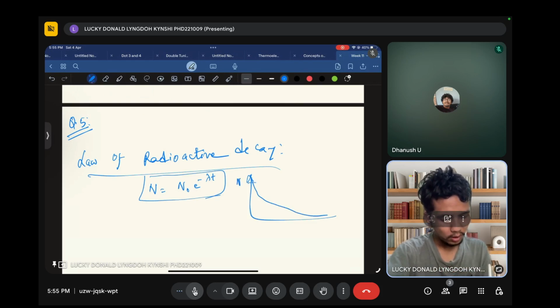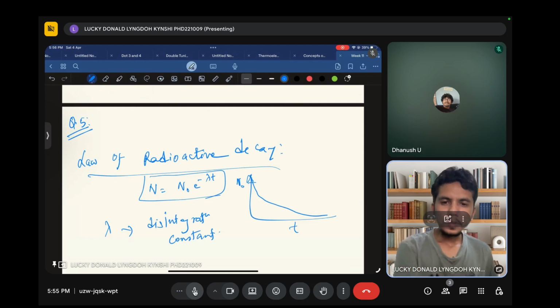This is your N naught, this is your time t. So the number of nuclei that are remaining decays exponentially. Here lambda is called the disintegration constant. So what is the radioactive decay law? It says that the value of N, the number of nuclei remaining at a time t, is equal to N naught, the number of nuclei at time t equal to 0, e to the power minus lambda t, where lambda is the disintegration constant and t is the time. Okay, so the problems.